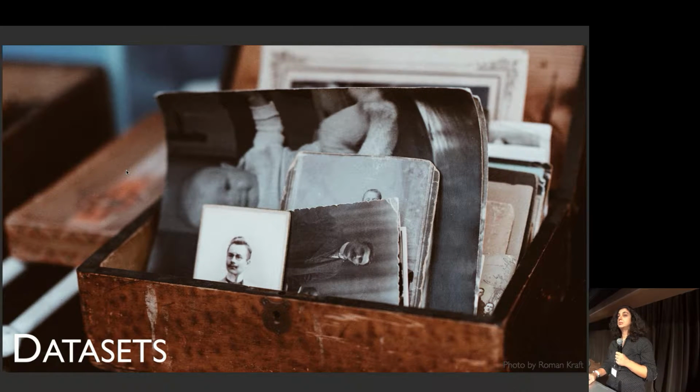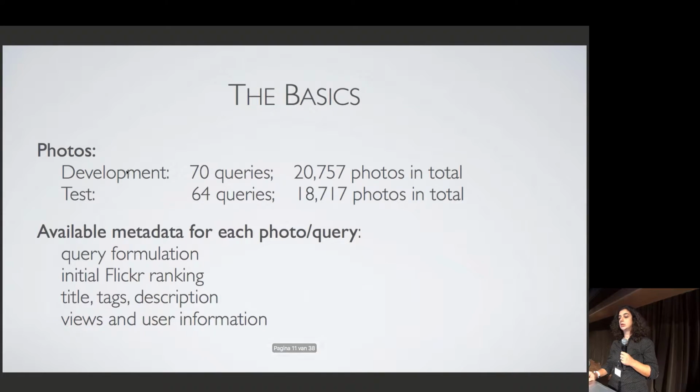What are the datasets? We provide development and test data images, which are pretty much equally distributed. We have approximately the same number of queries and approximately the same number of images. We also have some metadata information, which is the initial Flickr ranking. We have the text-based description provided by the user in terms of title, tags and description. We have the number of views an image has received, and also some basic information.